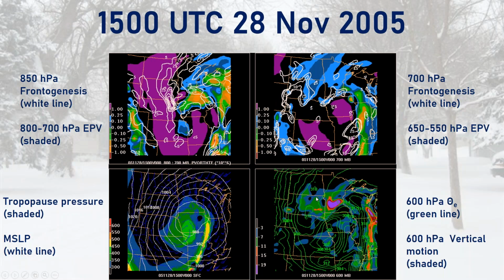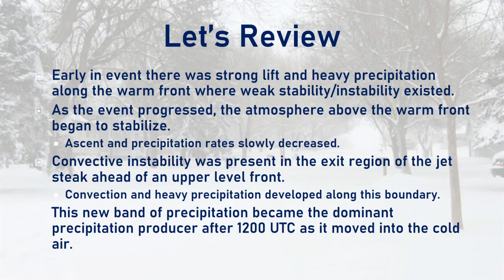And we see the same thing at 15Z. You continue with pretty weak lift on the north side of the TROWAL, where our warm front was. It's become increasingly stable in that area, and it continues to be relatively less stable, but strong with the stronger dynamical forcing from the PV anomaly and jet streak moving northward. So let's review that. Early in the event, there was strong lift and heavy precipitation along the warm front where weak stability or even instability existed.